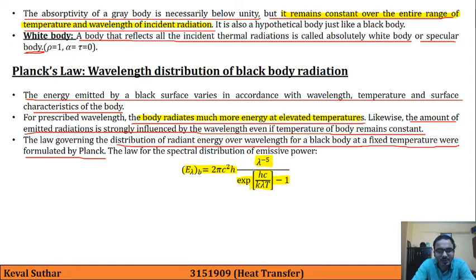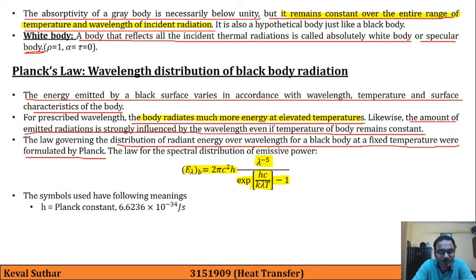Here we will see the nomenclature of each term one by one. That is, the symbols used have the following meanings. First is h, the Planck constant, given by 6.6236 into 10 raised to minus 34 joule second. c is the velocity of light in vacuum, which is given by 2.998 into 10 raised to 8 m s inverse.